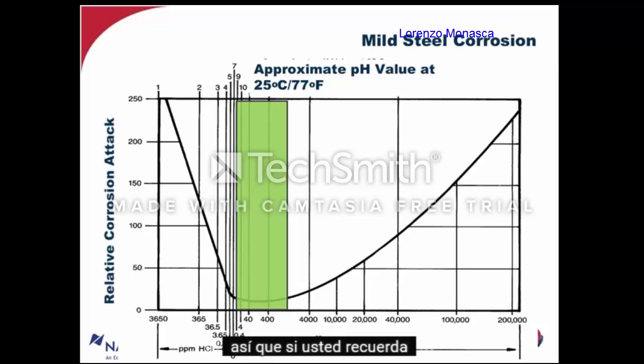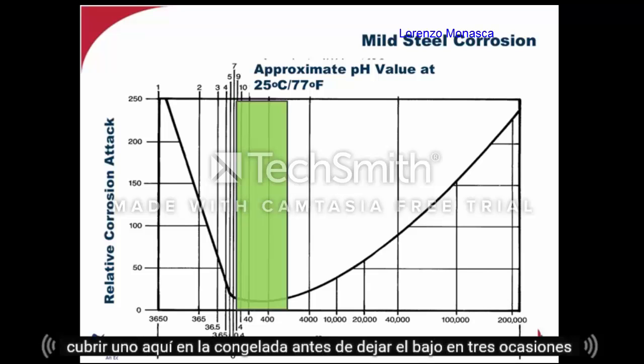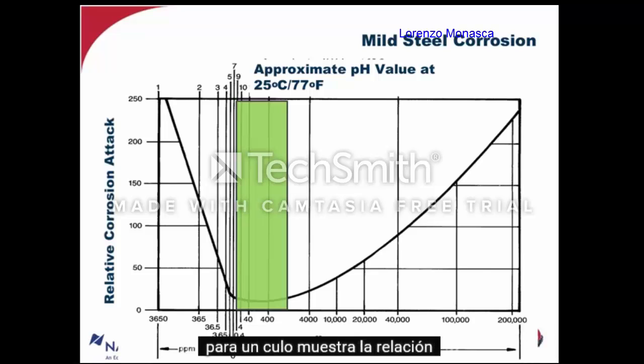So if you remember, going back to our ASME recommendations, there were 3 things that we wanted to inhibit. One of them was scale and deposition, one of them was carryover, the third one was corrosion. So I want to just cover one slide here on corrosion before we leave that threesome. This graph shows the relative corrosion attack versus pH as measured.